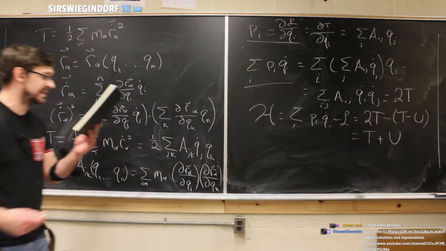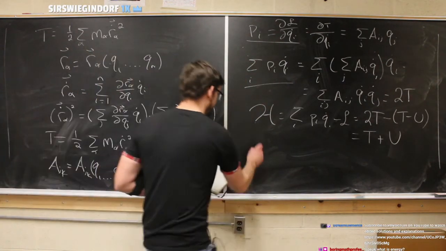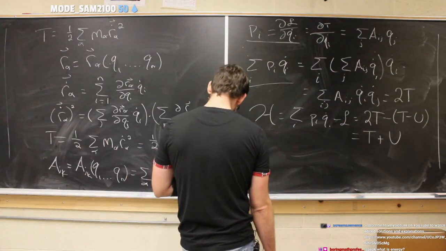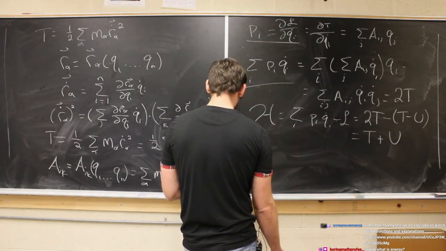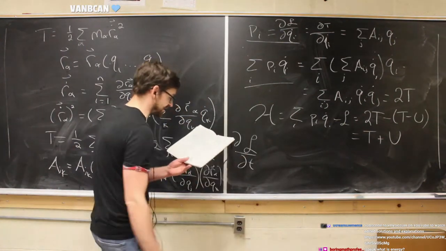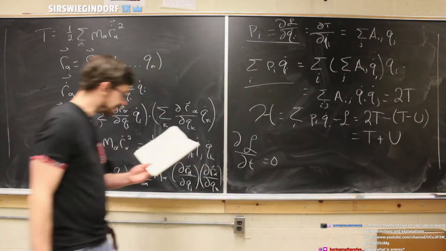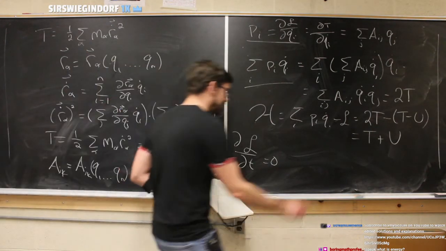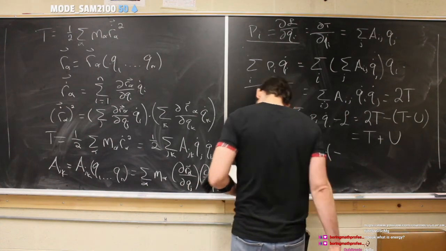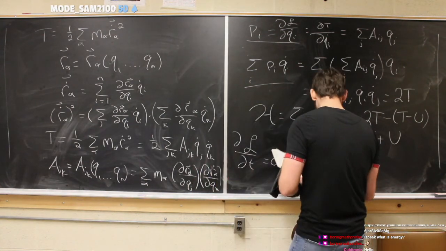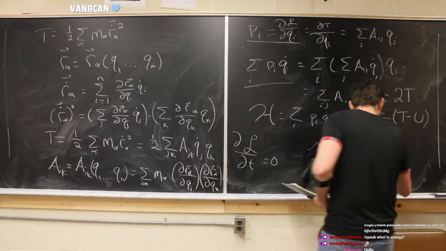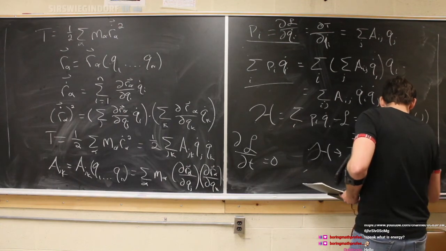So what does that mean? Well, if the Lagrangian does not depend on time, i.e. the derivative of the Lagrangian with respect to time is equal to 0, then the total H, and subsequently the total energy, are conserved.